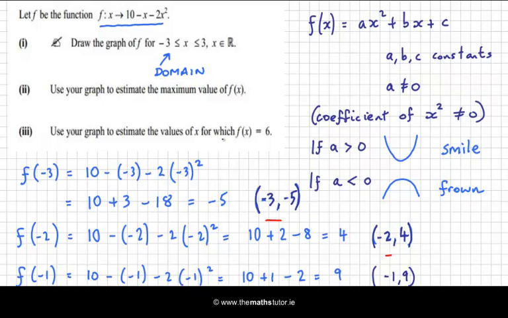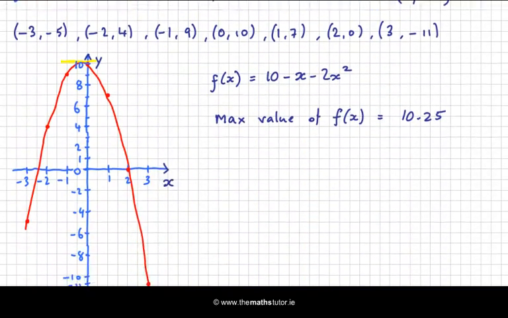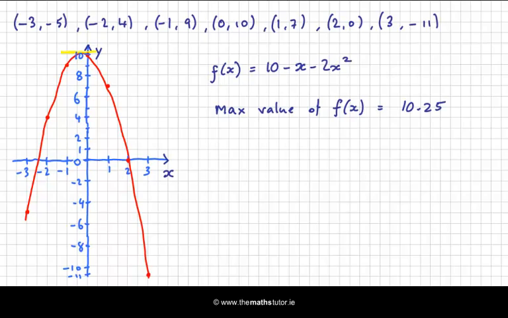What was the other question? Use your graph to estimate the values of x for which f of x is equal to 6. Now the values of x, so it uses the plural. So where f of x is equal to 6, now f of x is along the y-axis, so let's do this in green. Here's where f of x is 6. So we go across from 6 until we meet our graph, and then we go down, and we'll find the values of x for which f of x is 6. So we'll go across and down, and this is one of the values here. I would say it is 1.2.